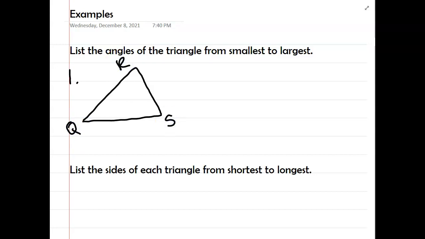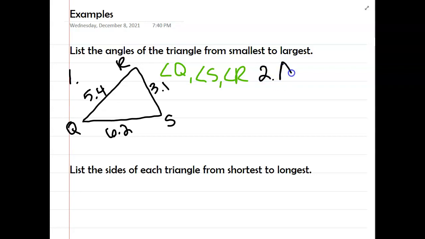So number 1, let's draw triangle QRS. We want to order these angles from smallest to largest. So let's say side QR is 5.4, RS is 3.1, QS is 6.2. Okay, so if I want to list the angles from smallest to largest, the smallest angle is going to be opposite of the smallest side. What's the smallest side? RS. So the angle opposite of RS is Q. So angle Q is the smallest. The next smallest side would be what? QR. And the angle opposite of QR, angle S. So then the last angle would be angle R.